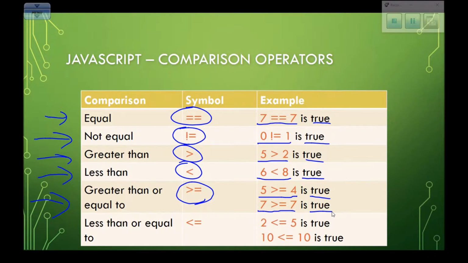Similarly, for less than or equal to, I'm going to use less than followed by the equal sign. 2 is less than or equal to 5 is true, because 2 is less than 5. 10 is less than or equal to 10 is true, because 10 is equal to 10.